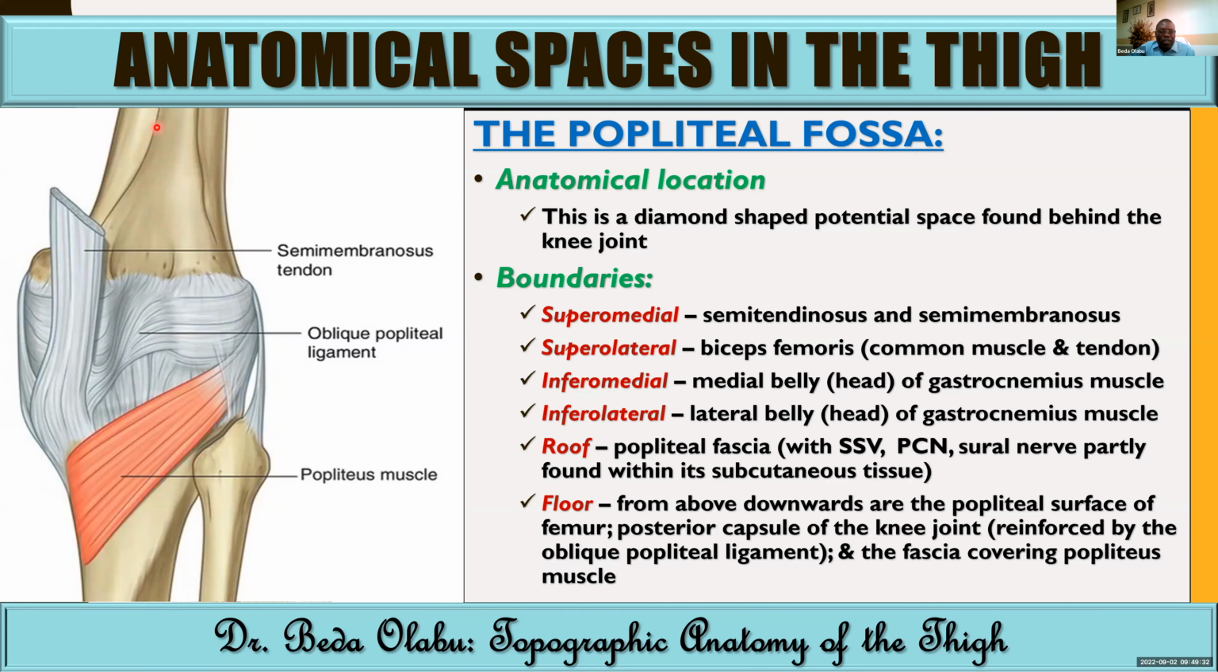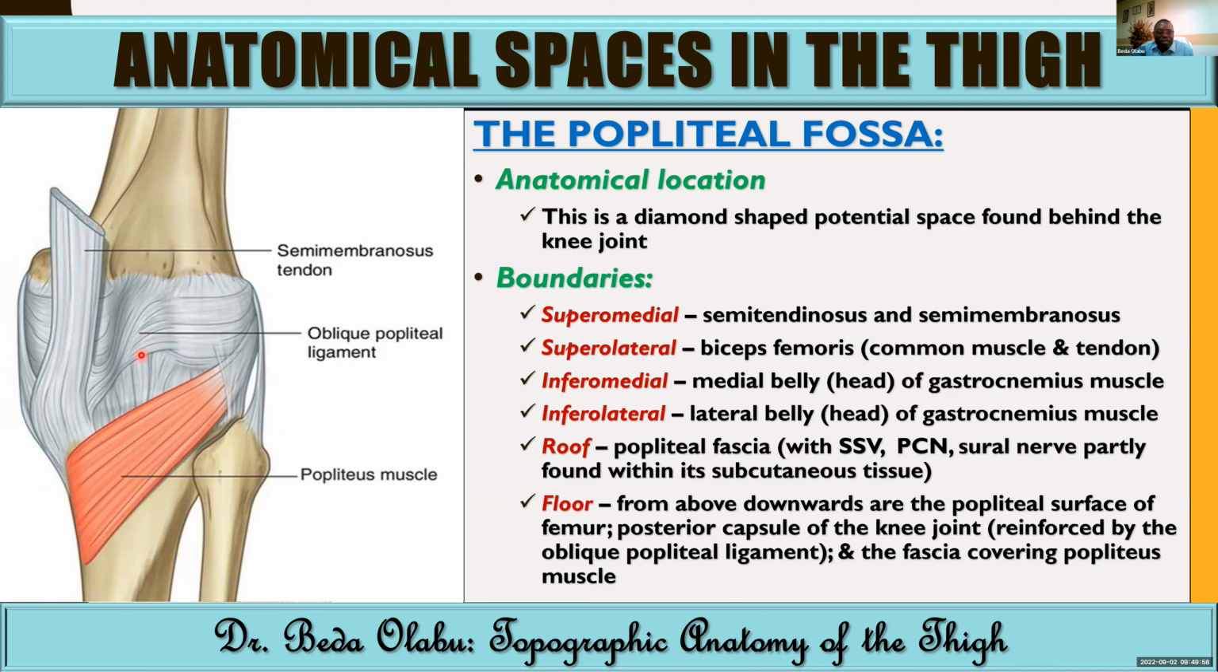Remember, we have the medial and the lateral supracondylar lines, which are extensions of the linea aspera. So this space is the popliteal surface of femur. If you go down, then we find the posterior capsule of the knee joint. That posterior capsule of the knee joint is reinforced by a ligament.